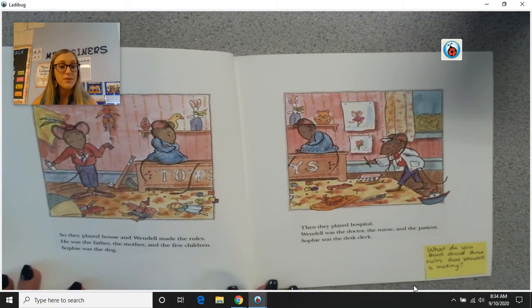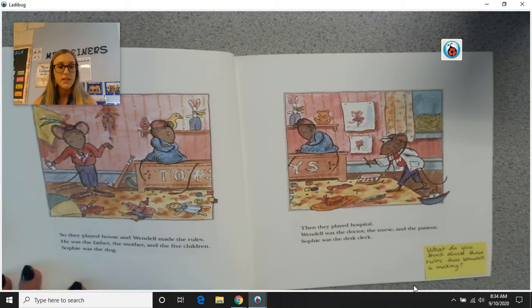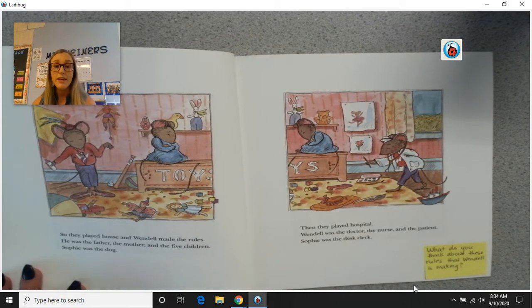So they played house and Wendell made the rules. He was the father, the mother, and the 5 children. Sophie was the dog. Then they played hospital. Wendell was the doctor, the nurse, and the patient. Sophie was the desk clerk.